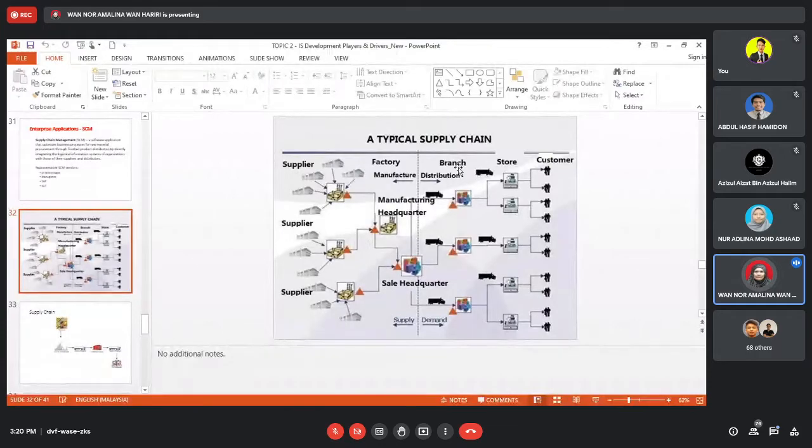Okay, this is a typical supply chain daripada supplier, okay, go to the manufacturer in terms of factory, okay, that is demanded by the customers, and okay, but before reaching the customers, the products will have to be distributed to the branches and to the stores. This is the complete supply chain daripada suppliers end to the customers end.